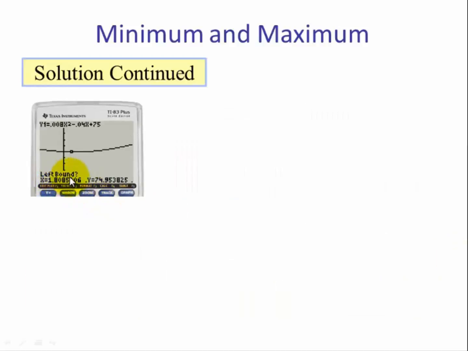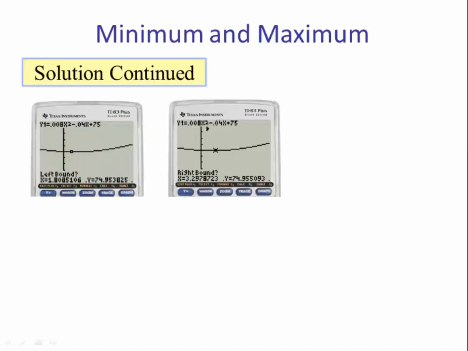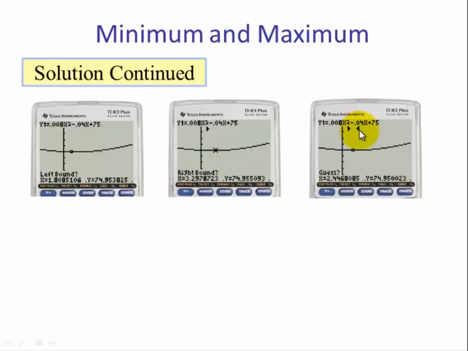It asks for a left bound. It looks like the minimum's somewhere in here, so you want to pick a point that's to the left of the minimum. Hit enter. You get this little triangle. It's asking for a right bound, so again you want to pick a point that's to the right of the minimum, and you'll see another triangle, and then it asks for a guess, and your guess needs to be in between these two little triangles.